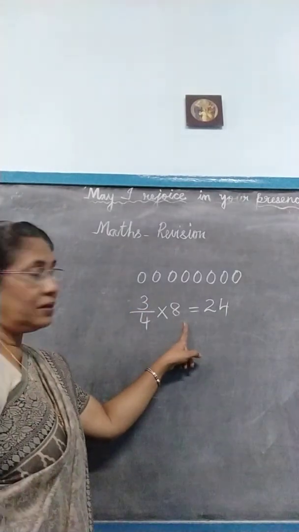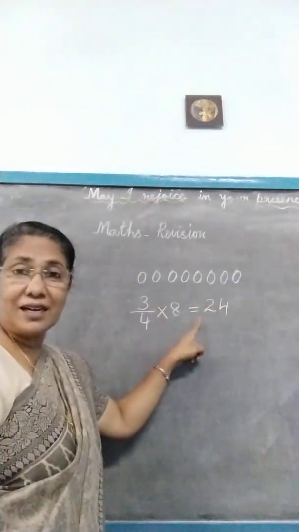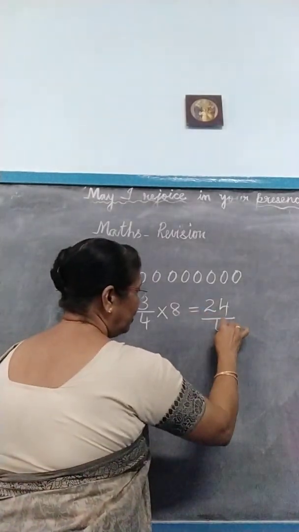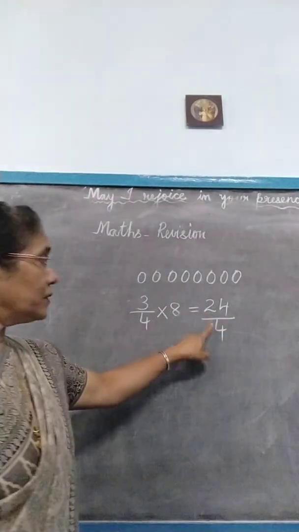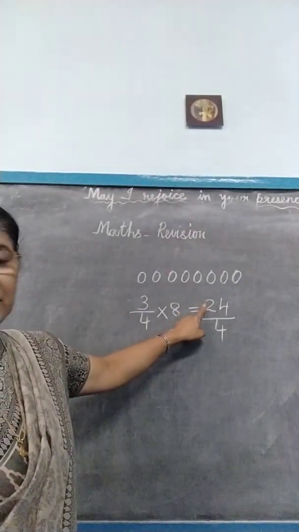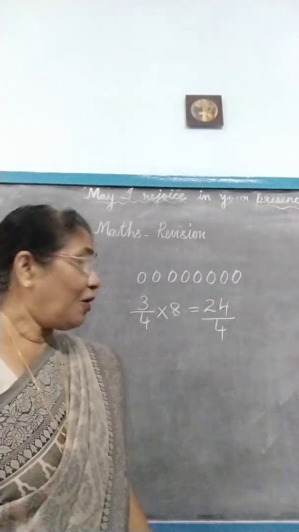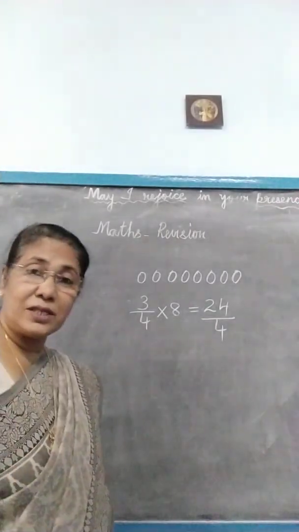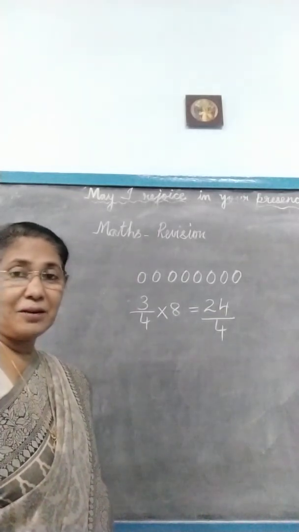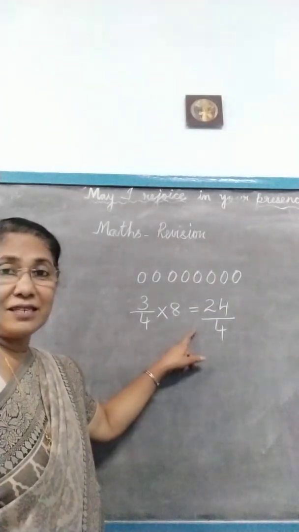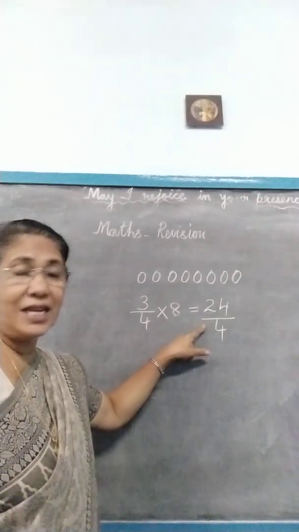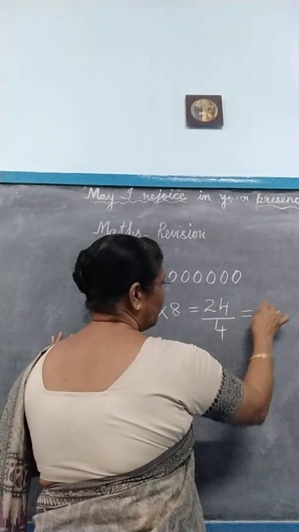3 eights are 24. And then you have to divide by 4. How many 4s are there in 24? 4 ones are 4, 4 twos are 8, 3 fours are 12, 4 fours are 16, 5 fours are 20, 6 fours are 24.